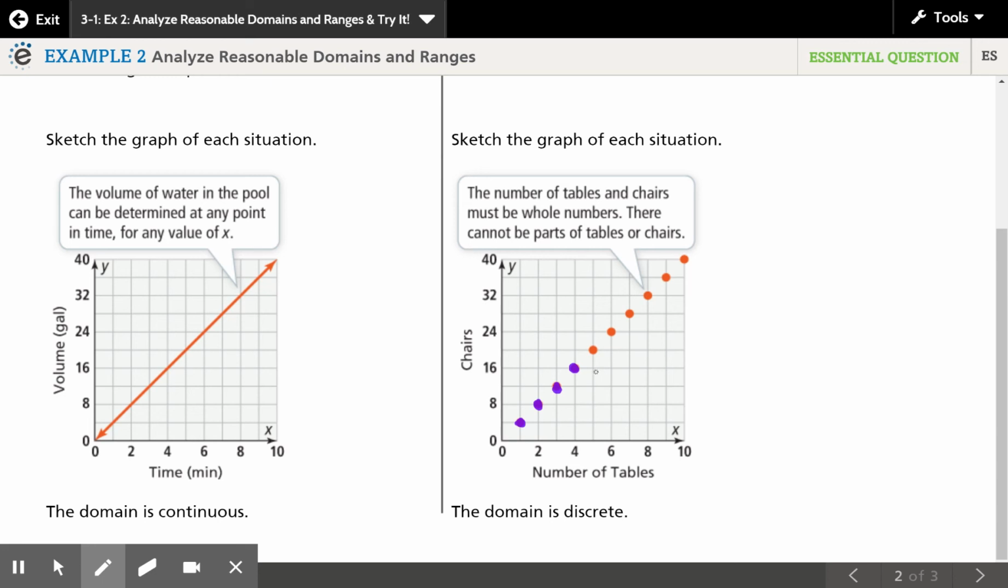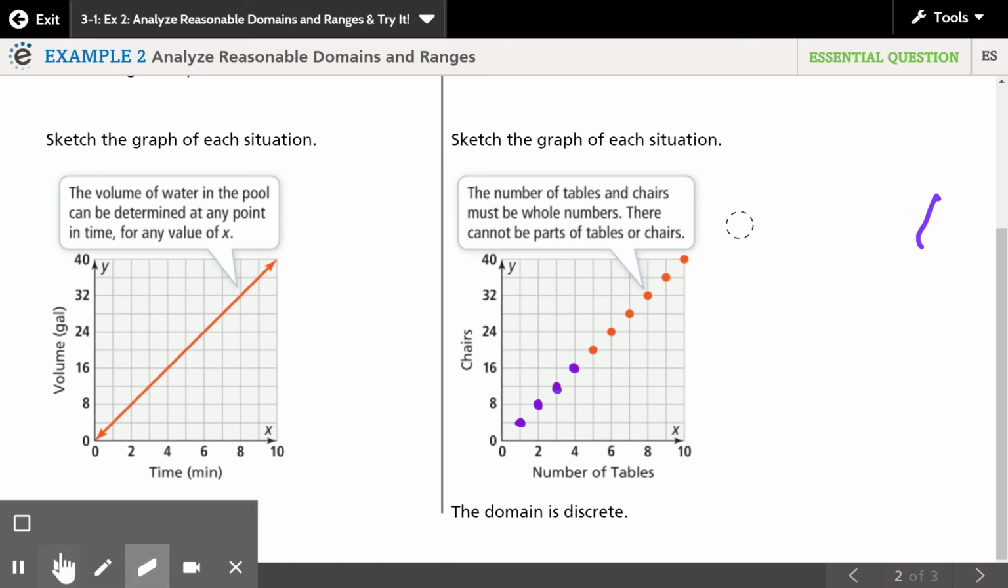You can't have one chair. You can't have 0.8 tables. It's not continuous. The ordered pairs that are there are the only ones that work. So that is why we call it discrete, or the domain is discrete, because it's very specific. And it cannot be decimals or fractions.